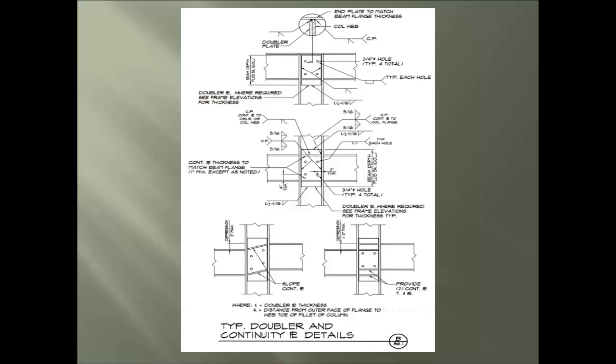Okay, moving into this detail, we have the condition for at the top of a column. Next, we have the condition at mid-height of the column. Then, the condition covering sloping continuity plates, while finishing with an offset condition.